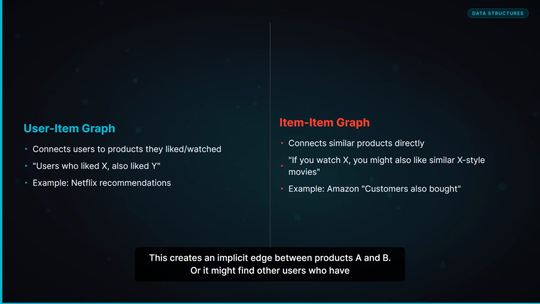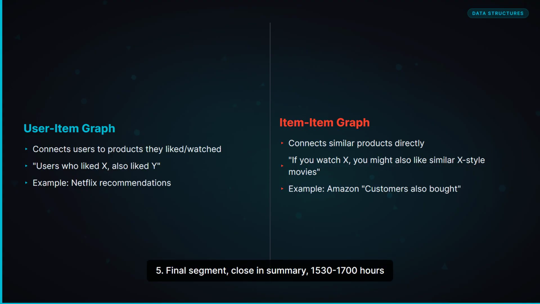Or it might find other users who have similar tastes to you and recommend what they liked. It's like having a digital personal shopper who knows the entire store and all its customers, and can make incredibly accurate predictions based on millions of hidden connections. This is how these platforms keep you engaged, constantly suggesting the next thing you'll love, all thanks to the power of graphs.